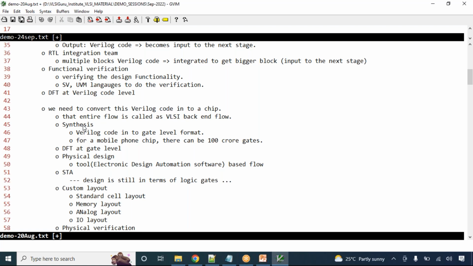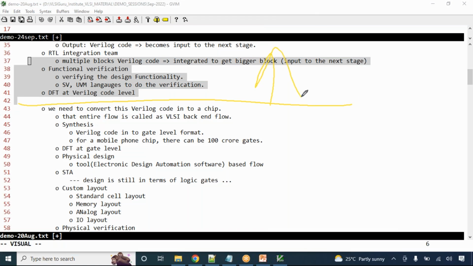We need to start with synthesis. We need to convert this Verilog code into a chip. That is our final goal. That entire flow is called the VLSI backend flow. Whatever you have done till this stage is called the front-end domain. So that is the major difference. So where does the front-end and backend differ? This is front-end. This is backend.